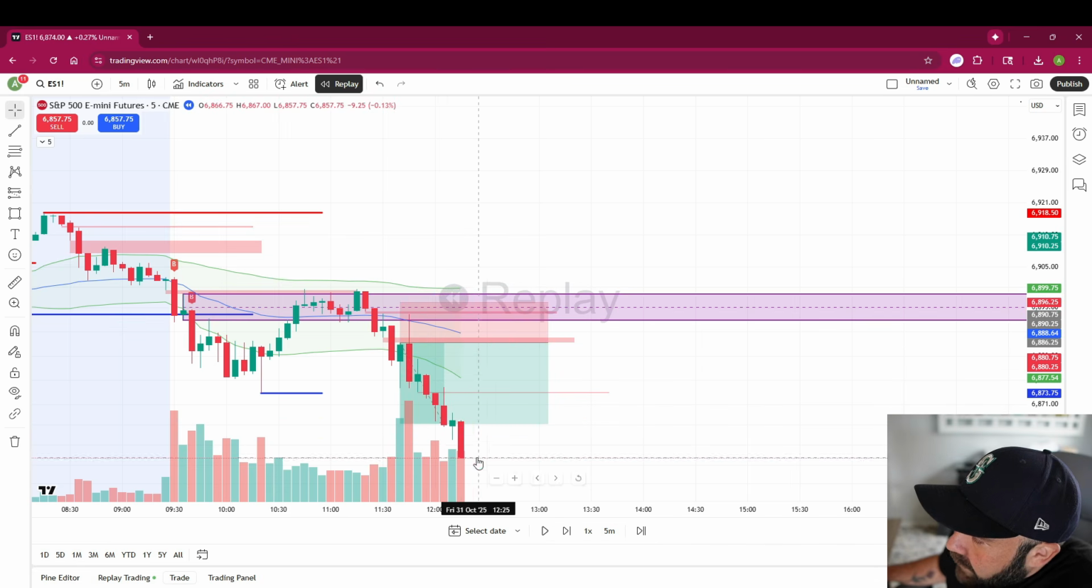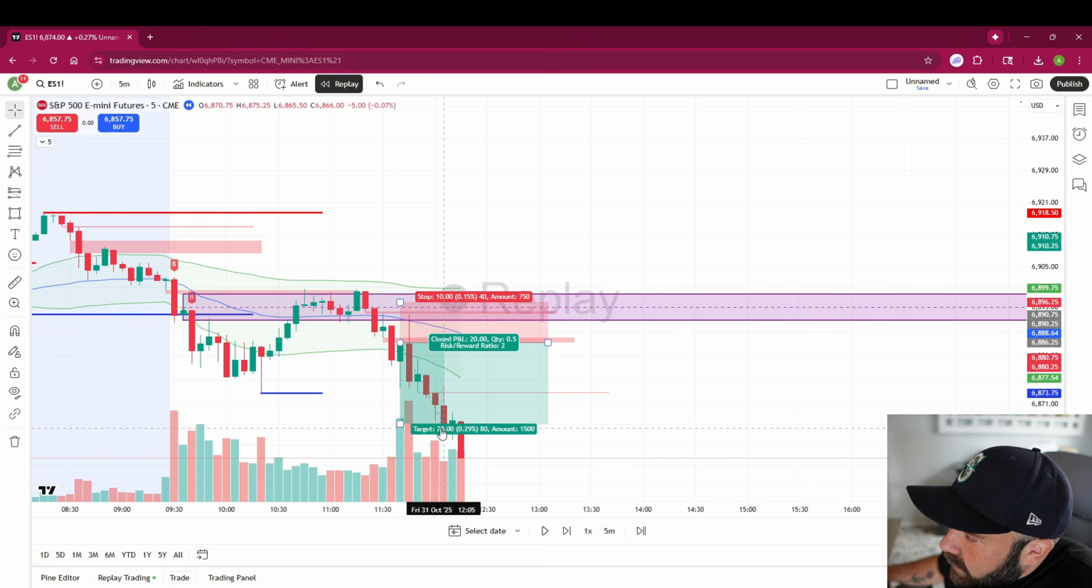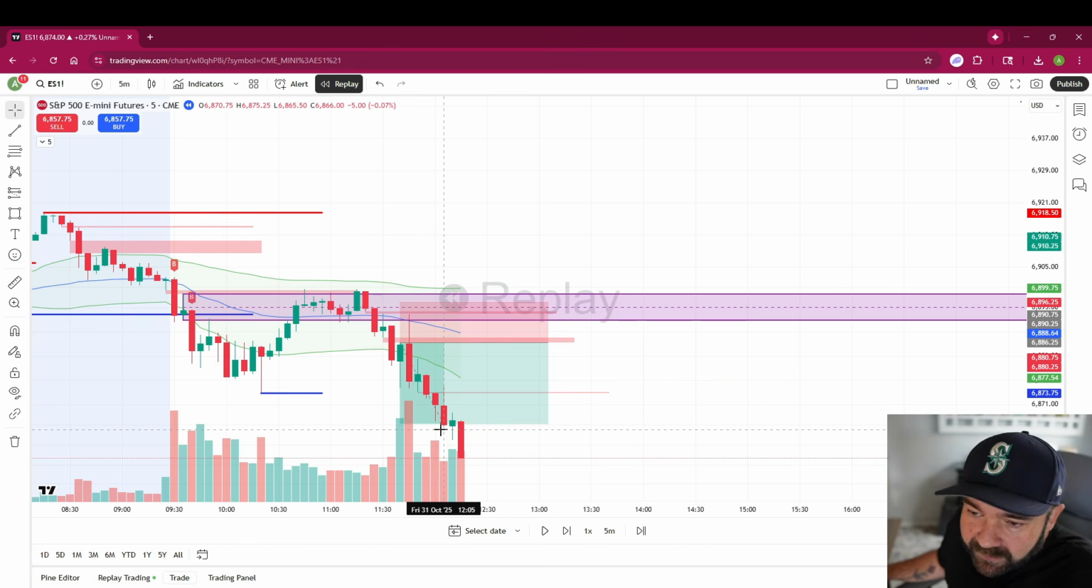So we hit right here. We also would have hit again even if we were set a little bit lower, but right here we hit a perfect 1 to 2, and that was right at 12:05. So we were in this trade for about 25 minutes. Now, I waited, my patience paid off. It doesn't always pay off, but this is how I do it.